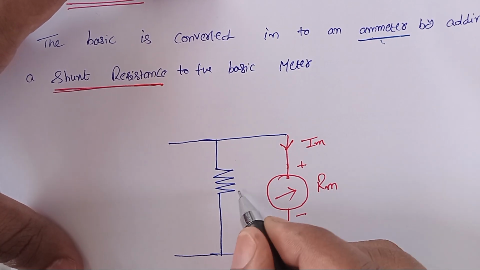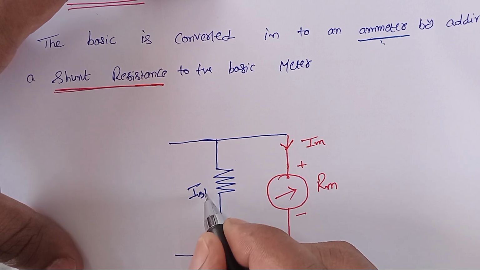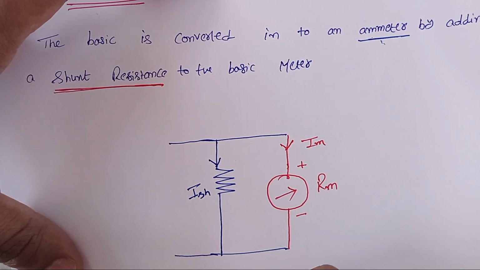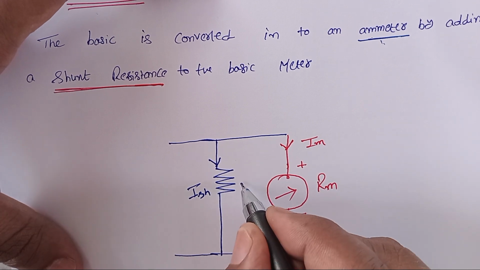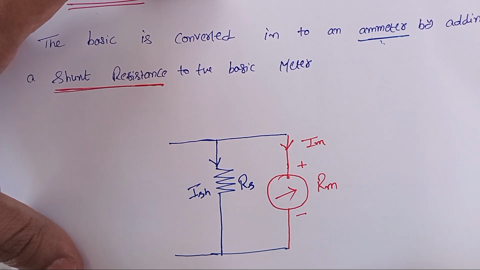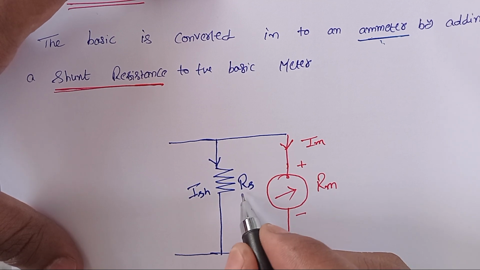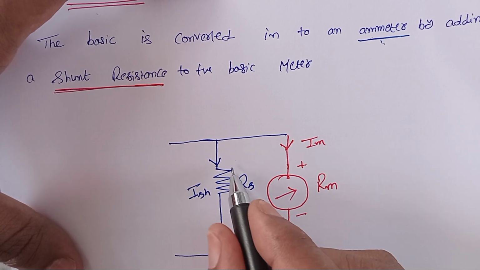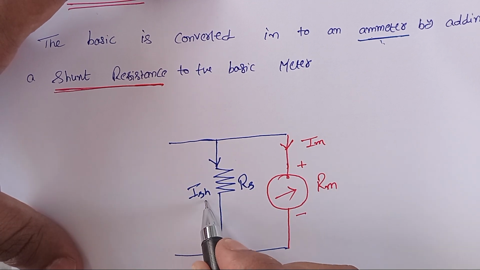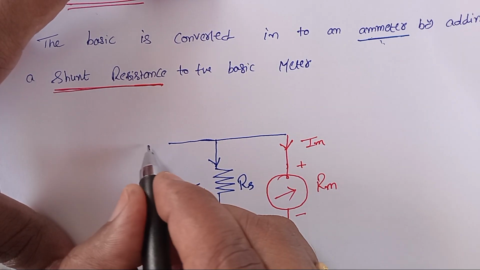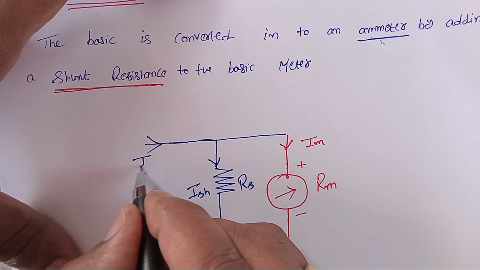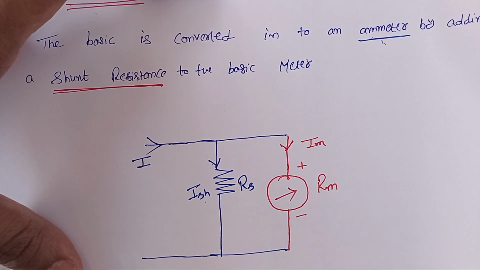Here I am naming this one as Ish, the current flowing through this one. That means the current flowing through the shunt path is Ish, the shunt current. And we can represent the resistor here as Rsh or Rs, in either manner. Im is the current flowing through the meter. Then the total current in the circuit is I.